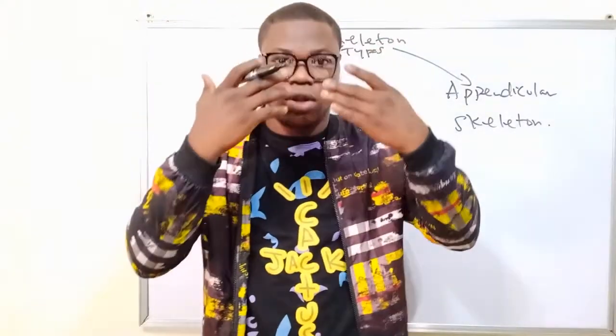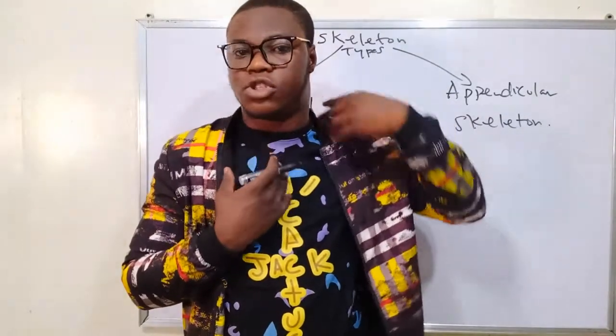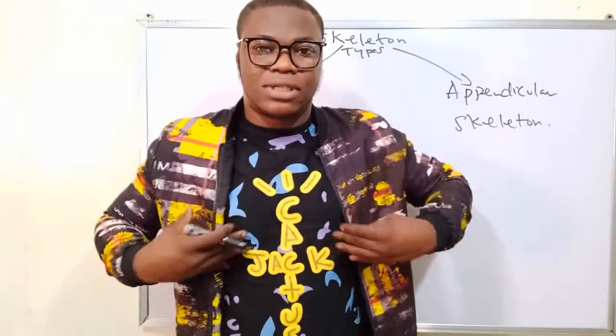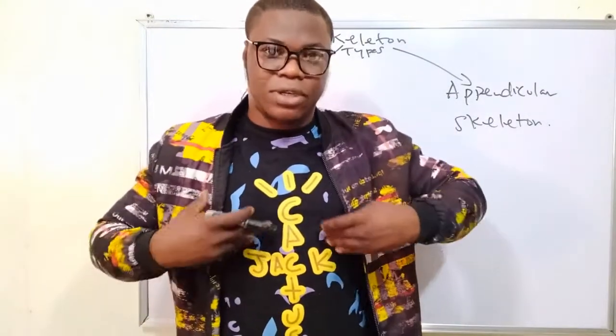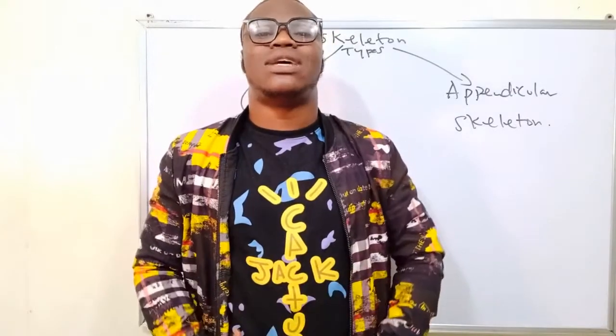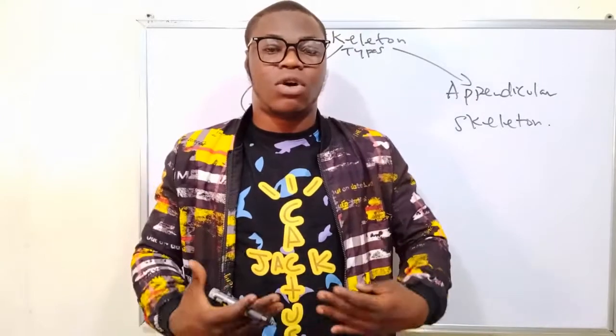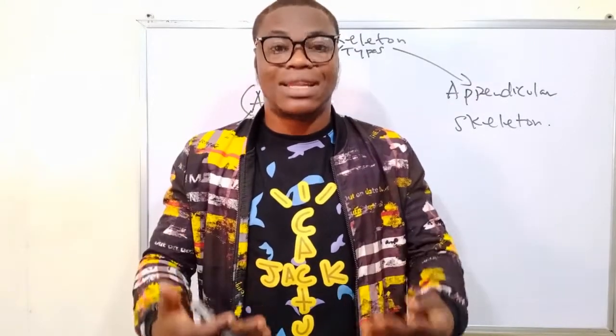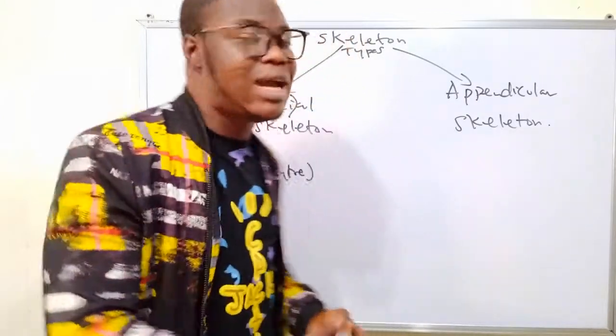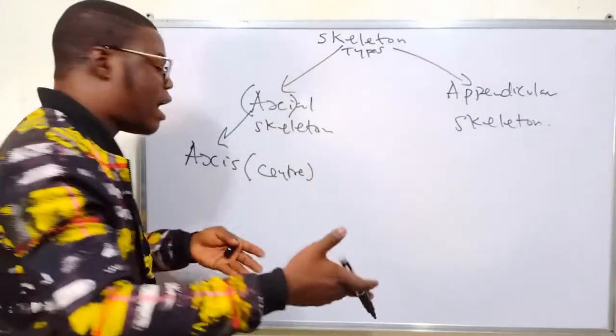It means the skull, the vertebral column, and then the ribs and the sternum. Those things make up the center of the body, the body core. So they are the axial skeleton, and the acronym is VSR.